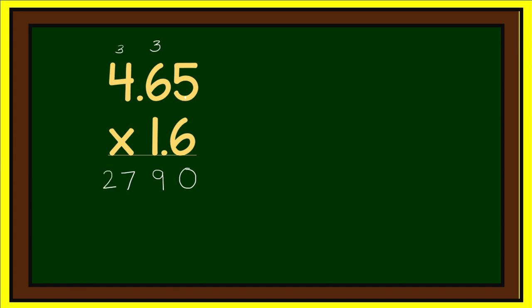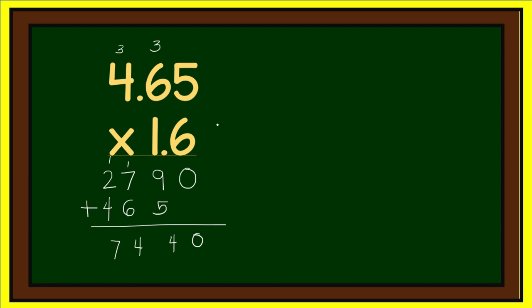Next, 1 times 5 is 5. 1 times 6 is 6. 1 times 4 is 4. Next step ay addition. So, i-add natin ang mga ito. So, 0, 9 plus 5 is 14, carry 1. 1 plus 7 is 8. 8 plus 6, 14, carry 1. 1 plus 2 is 3, plus 4 is 7.